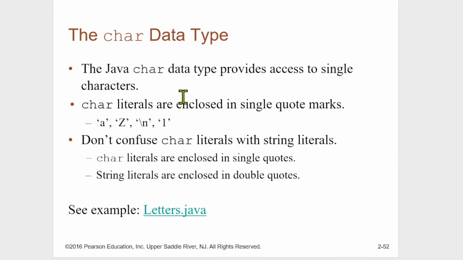The character data type provides access to a single character. Character literals are enclosed in single quotation marks. Don't confuse char literals with string literals. Char literals are enclosed in single quotes. String literals are enclosed in double quotes. But a char can only have one value. And again, you see that \n? That is considered one value because that's an escape value. It doesn't look at that as 2 things.